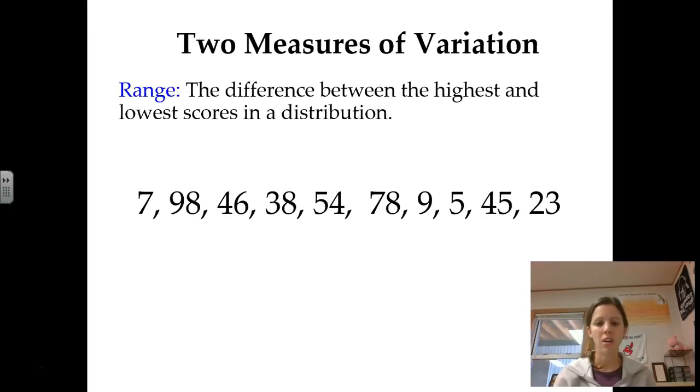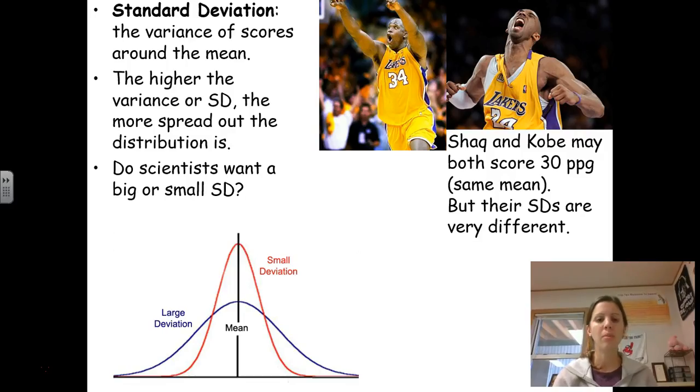So if you take a look at our numbers right here, I think the lowest number is 5 and the highest is 98, so that gives us a range of 93 points. The other measurement of variance that you need to know is called standard deviation. The standard deviation is the average distance of each data point from the center. Basically, it's how much the scores vary around the mean.